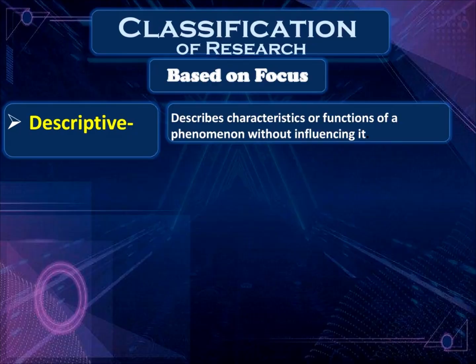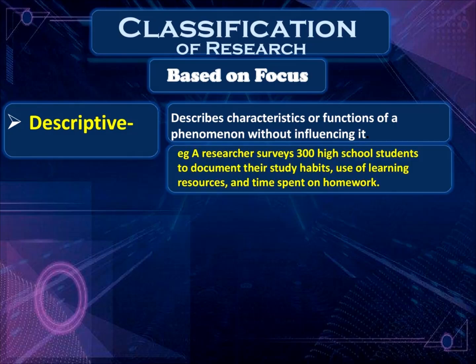Describes characteristics and functions of a phenomenon. The example they have given here is: a researcher surveys 300 high school students to document their study habits, learning resources, time spent on homework, maybe time spent at home, maybe how much TV they watch, and all that. So this research is not interfering in their life, they are just taking feedback. So that is descriptive research.